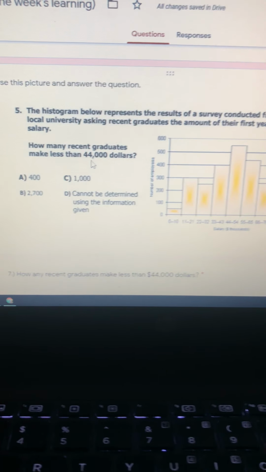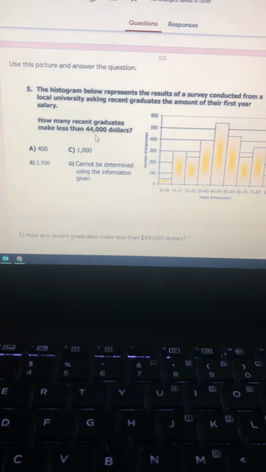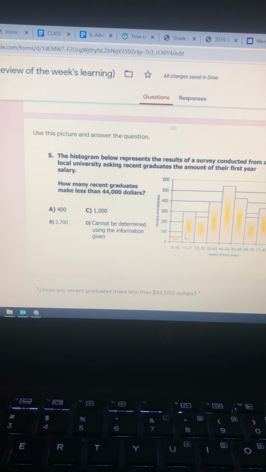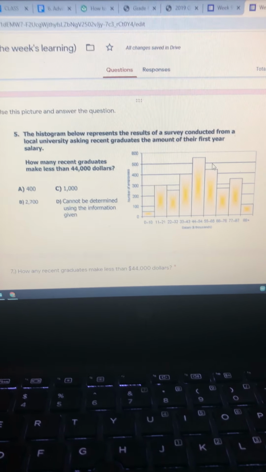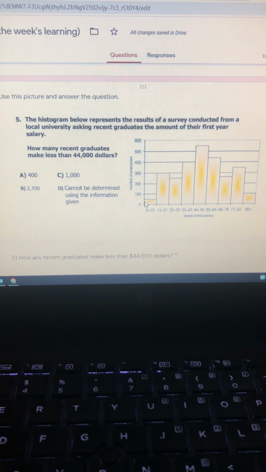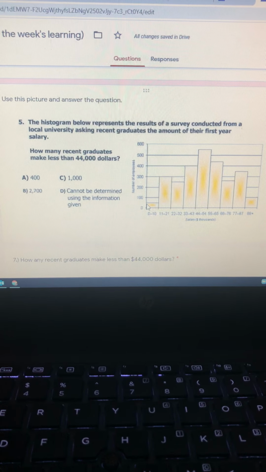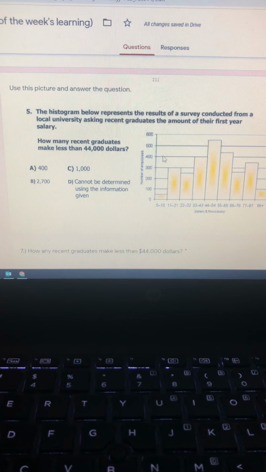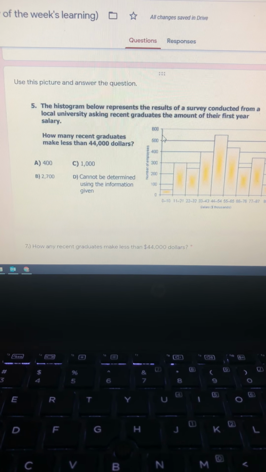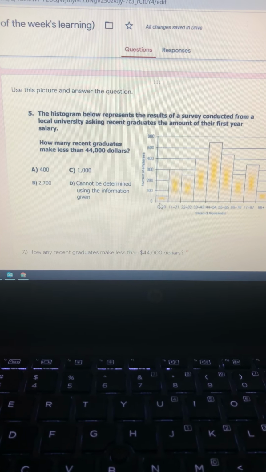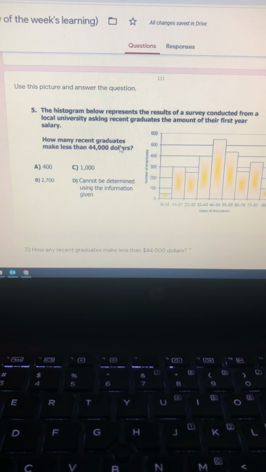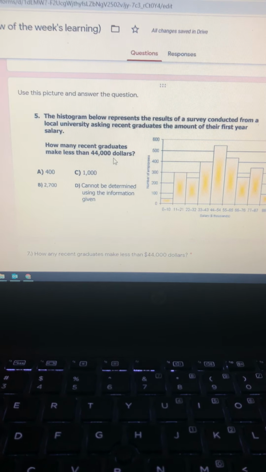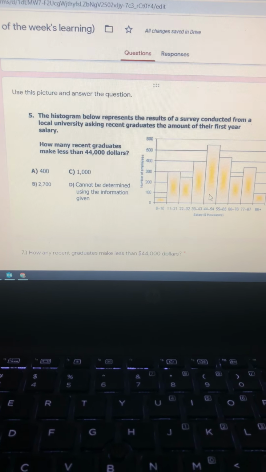All right. So here we have another histogram that we have to kind of read. And here's where we have to really think logically about this information. We see this right here, and we can assume that in between each section is 50 points. Each one of the middle is 50. We have to make that assumption. And it says, how many recent graduates make less than $44,000? So that includes 44.